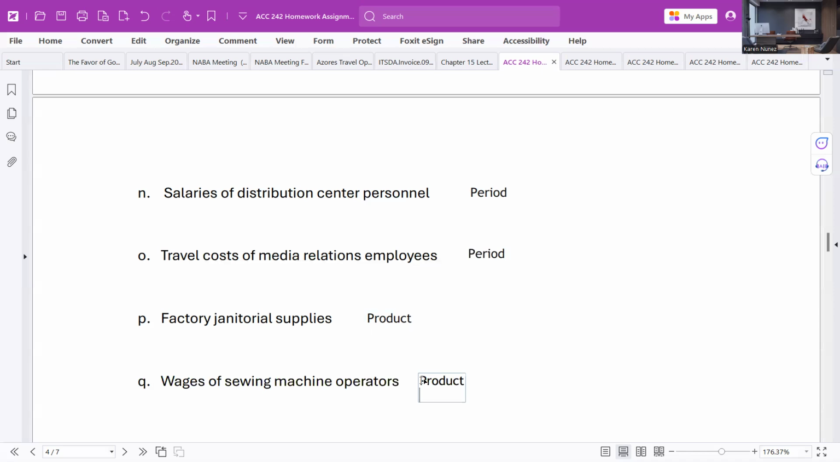So again, the way we want to think about these is whether or not the cost is related to manufacturing. If it is in any way related to manufacturing, a cost that you incur during the manufacture of the product, it's a product cost. If it's a cost that you incur after you have manufactured the product or outside of manufacturing, then it is a period cost, like the distribution center personnel or the media relations employee. Those are period costs. They're not incurred during manufacturing. Costs incurred during manufacturing are going to be product costs. Okay.